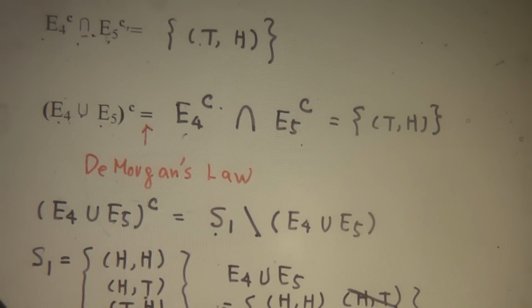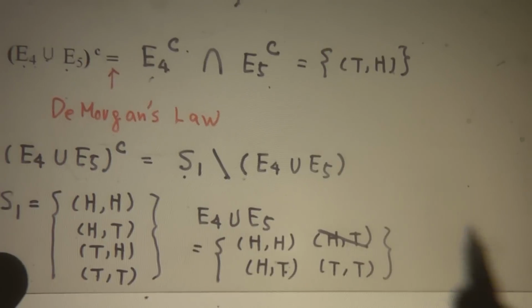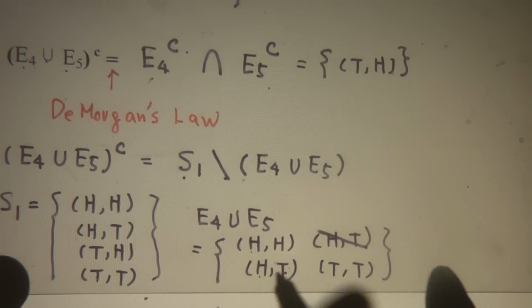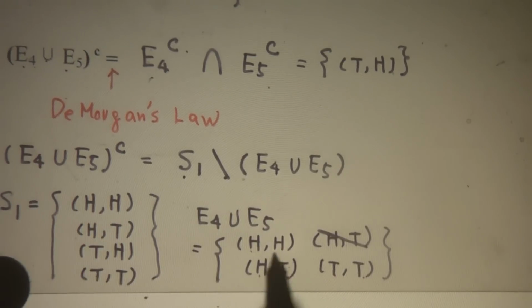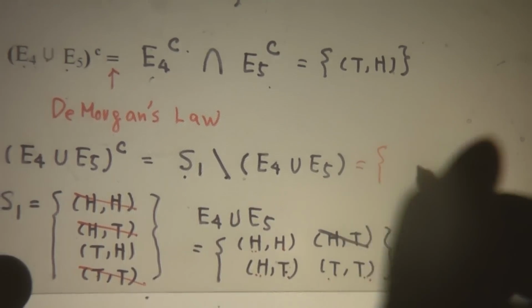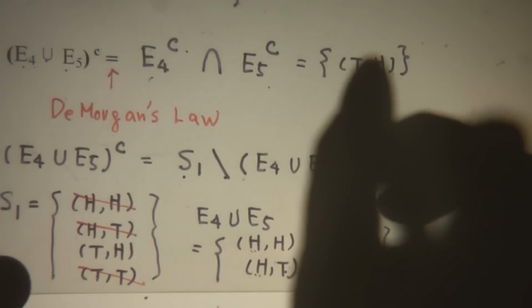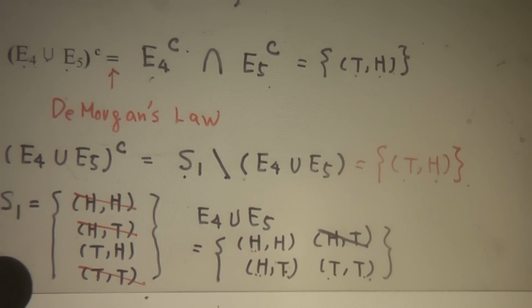Now, next, we remove head head, head tail, tail tail from S1. Head head removed. Head tail removed. Tail tail removed. So what's left? We have only one outcome left, and that is tail head. So you see tail head here, and you see tail head here again. So this is a quick way to see why De Morgan's law is right.